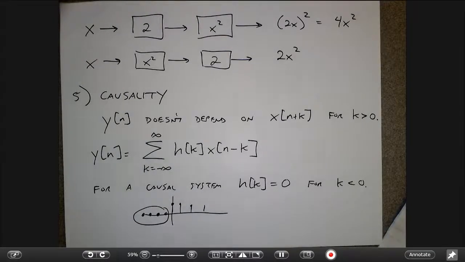Another way of thinking about this is that the impulse response has to be 0 before the impulse occurs. The system cannot be doing stuff before it sees the impulse. The impulse occurs at 0, and the system can't do anything before 0. That kind of stands to reason.